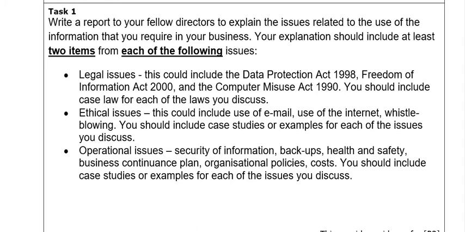So therefore you are a director in this company. You have to explain to your fellow directors any issues you think relating to the use of information that requires that your business takes any special measures, any precautions, and so on. In that regard, you're going to be looking at any legal issues in particular.